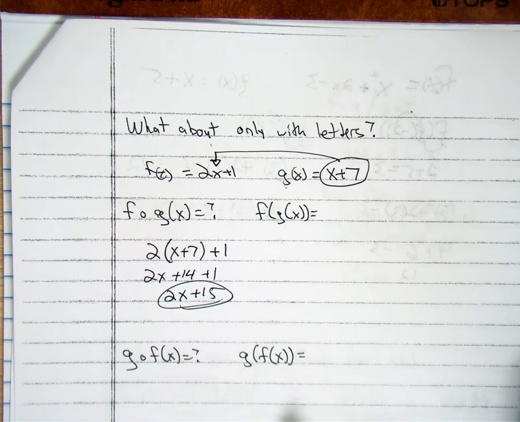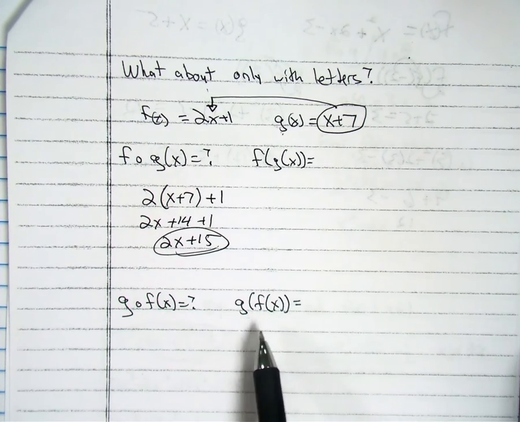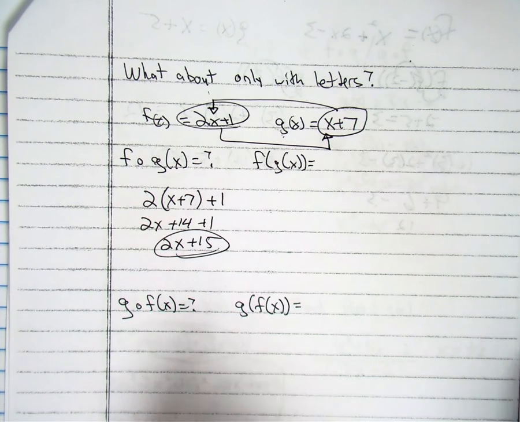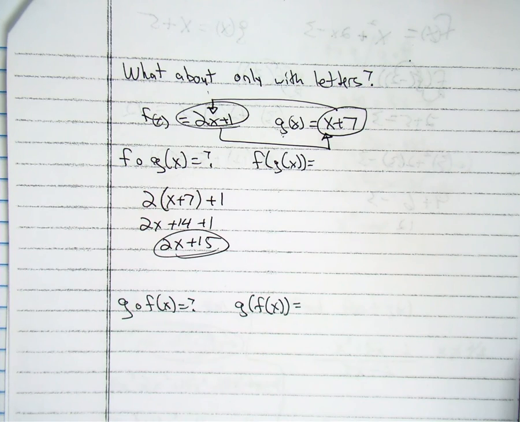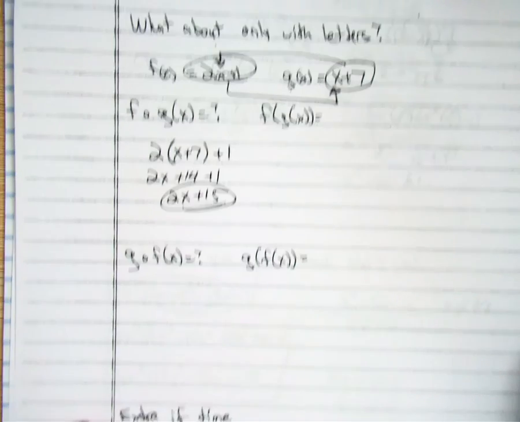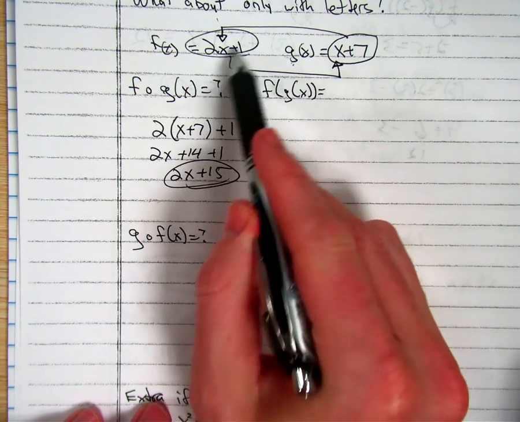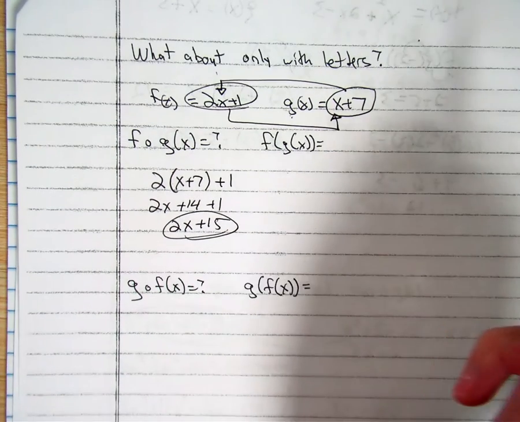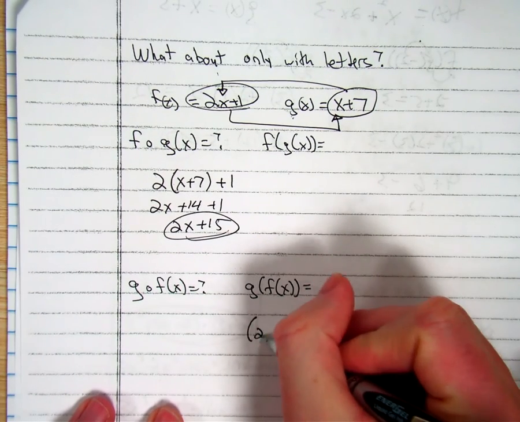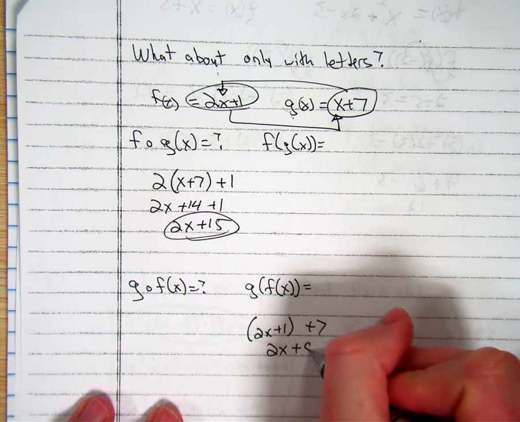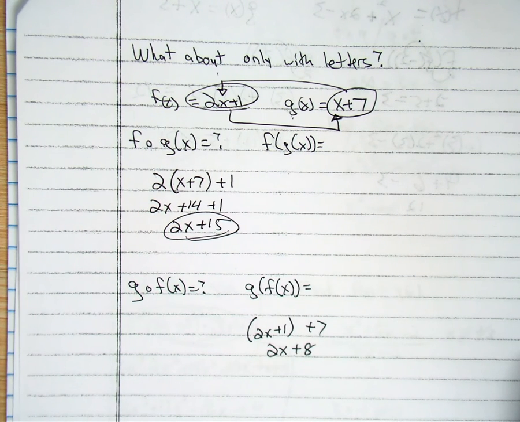Okay, let's see if you can do it the other way. G of f of x. I'm putting the f of x in right there. Putting the whole f of x equation in. Ready, set, go. All right, we're putting the whole f of x equation in there. So it's pretty simple because it's just 2x plus 1 dropping right in there for the x. So we're going to have 2x plus 1 plus 7. 2x plus 8 overall. There it is. The end.